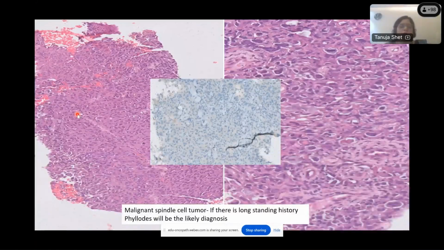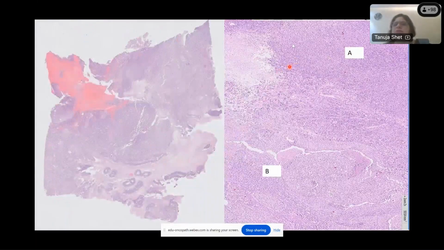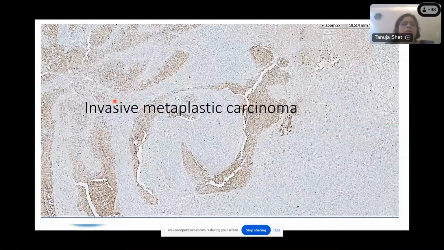So because we said we want upfront excision, they did excise it, and lo and behold, there were 2 components. There was this high-grade sarcoma and there was this carcinoma. And when you did A1, A3, the carcinoma stood up. So this was actually an invasive metaplastic carcinoma. If this was picked up earlier, this patient would have got chemotherapy, but unfortunately, that's the trick with the core biopsy.